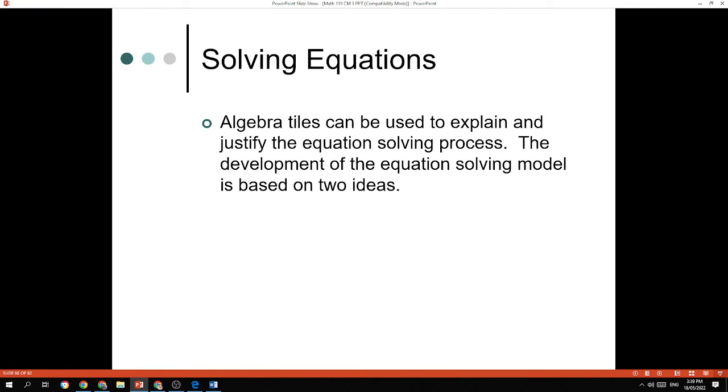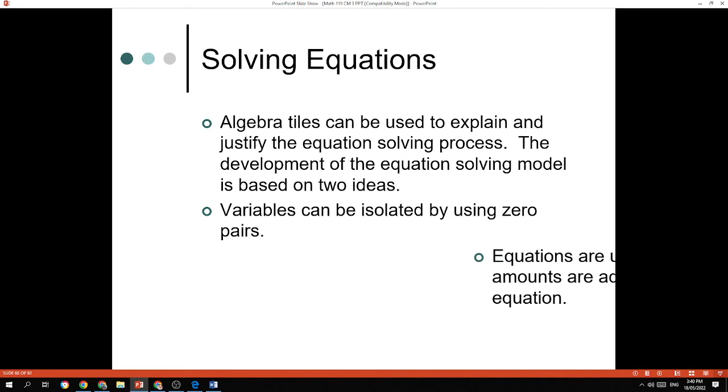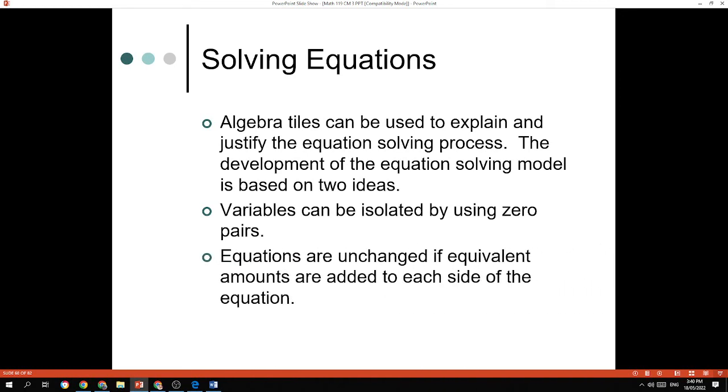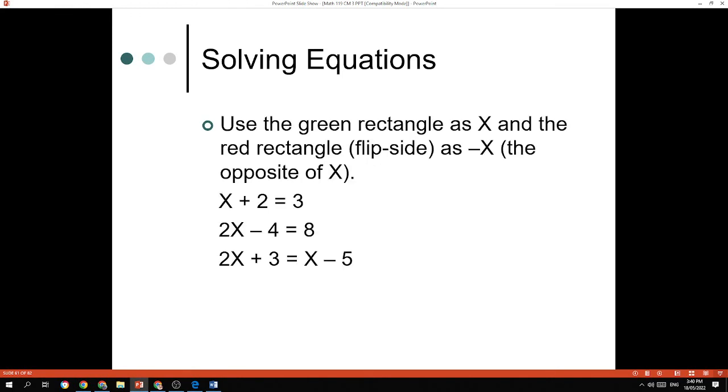Okay, we can also use algebra tiles in solving equations. So take note, algebra tiles can be used to explain and justify the equation solving process. The development of the equation solving model is based on 2 ideas. Variables can be isolated by using 0 pairs. Equations are unchanged if equivalent amounts are added on each side of the equation.